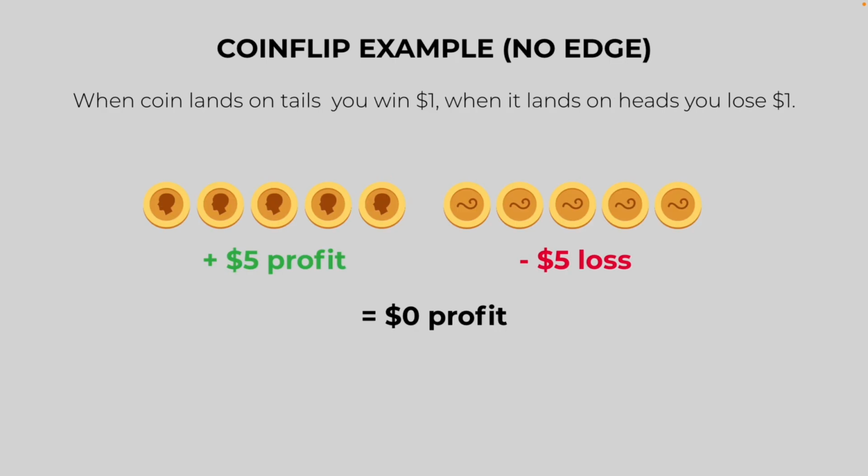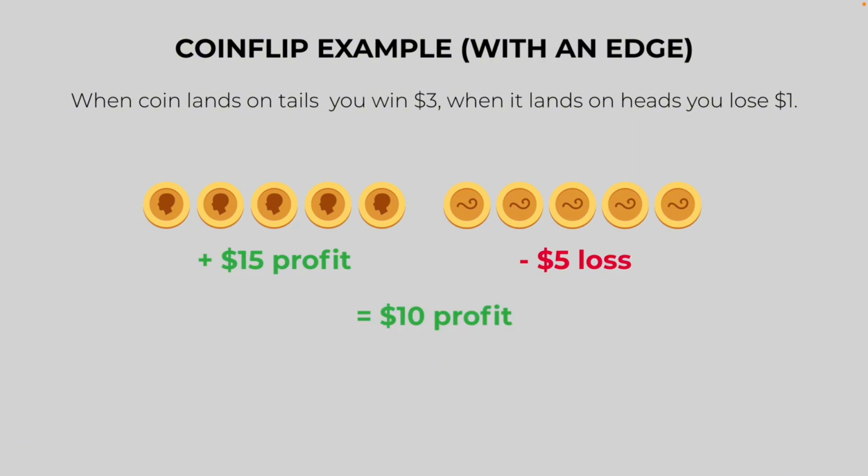A good example of this can be seen in a coin flip. If you win $1 when it lands on heads and lose $1 when it lands on tails, and we know for a fact that the odds of it landing on heads or tails are 50-50, so if you keep doing this long enough, you won't be making any money because there is no edge.